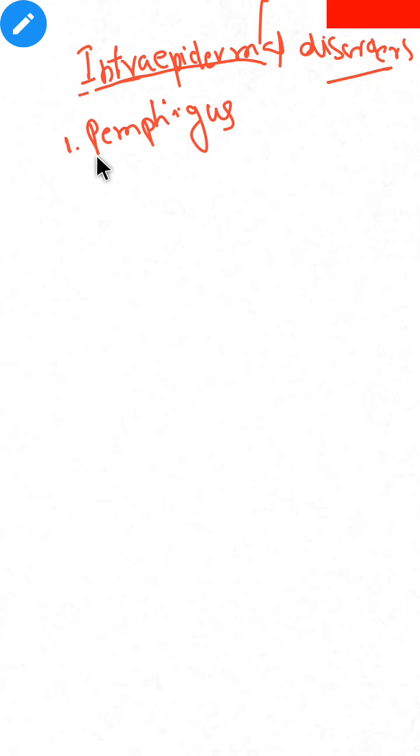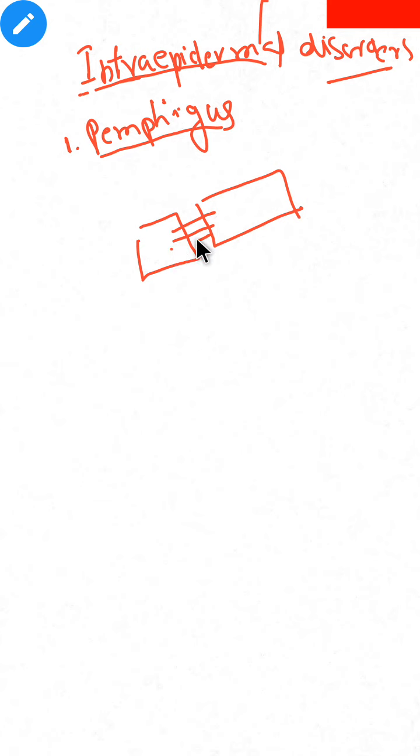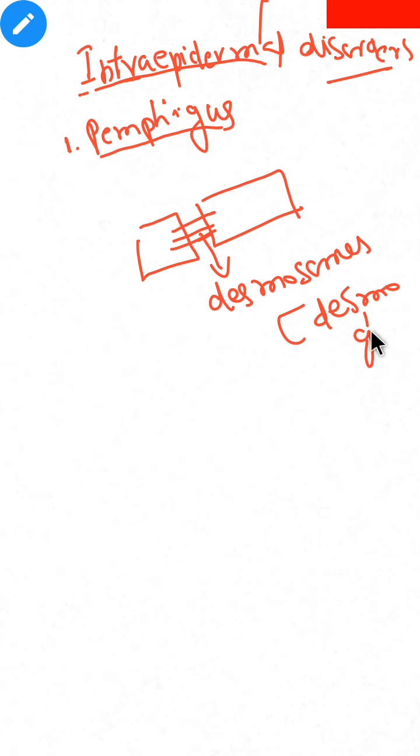So in pemphigus, I told you basically what happens here is there is separation of keratinocytes. Keratinocytes are nothing but the cells of the epidermis. Okay, suppose these are the cells of epidermis. They are usually interconnected by proteins called desmosomes, or desmoglein. Okay, they are interconnected by a protein called desmoglein.